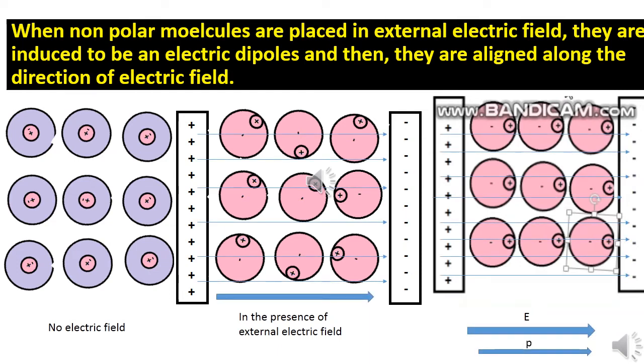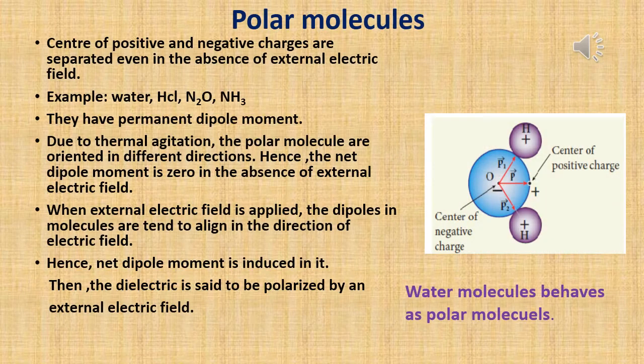In the final step, you could observe how the induced dipoles are aligned along the direction of the electric field. After the alignment, they will attain a dipole moment, that is the induced dipole moment, and the direction of the induced dipole moment will be along the direction of the electric field. The alignment of the induced dipole moment along the direction of the electric field is otherwise called dielectric polarization. So far we have learnt about non-polar molecules.